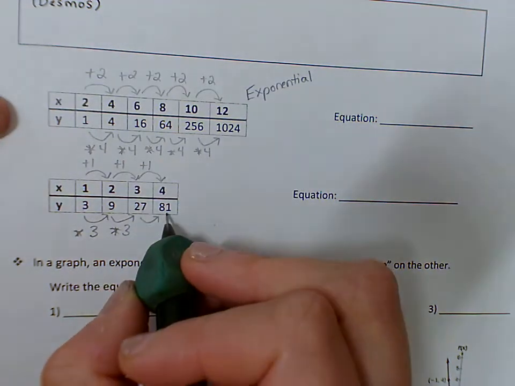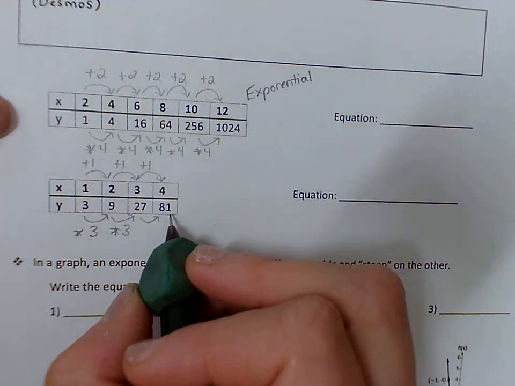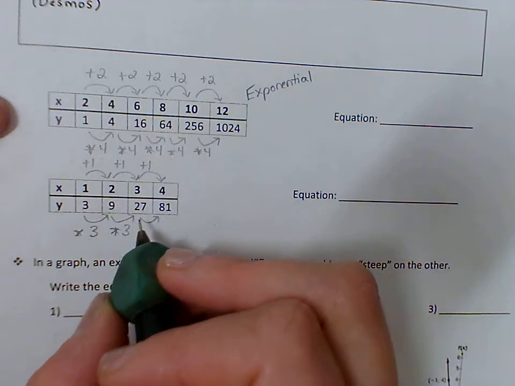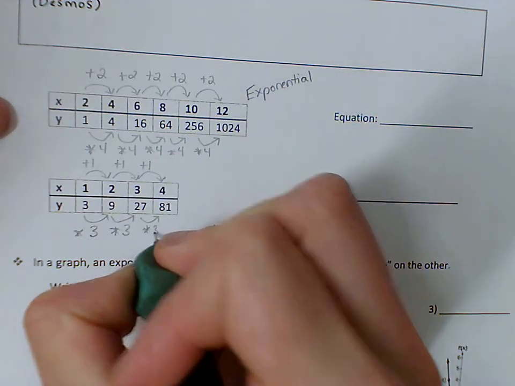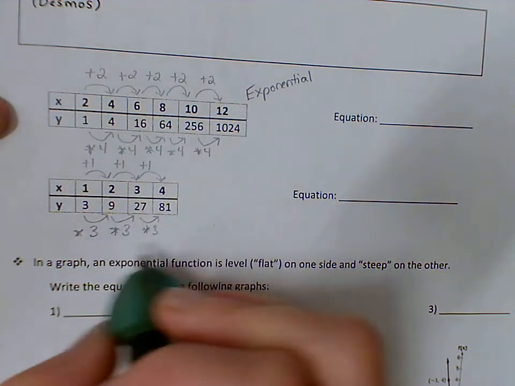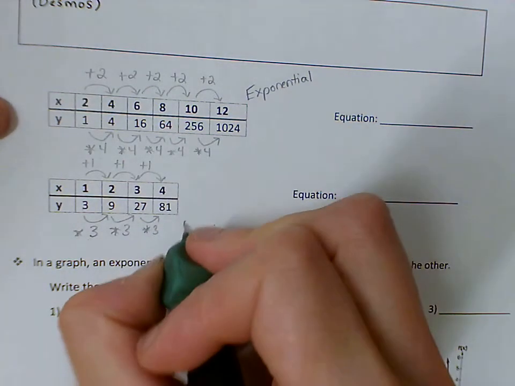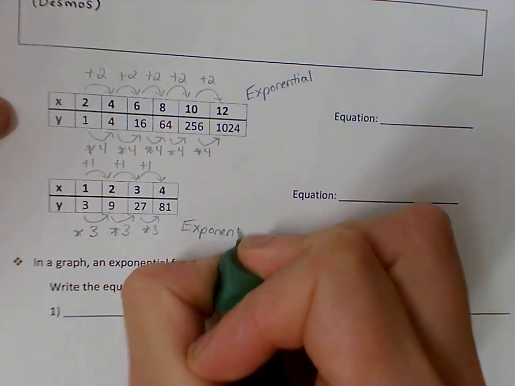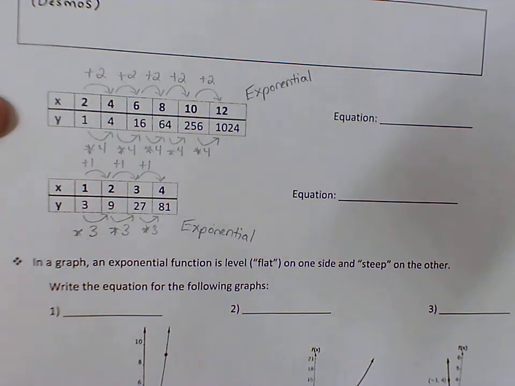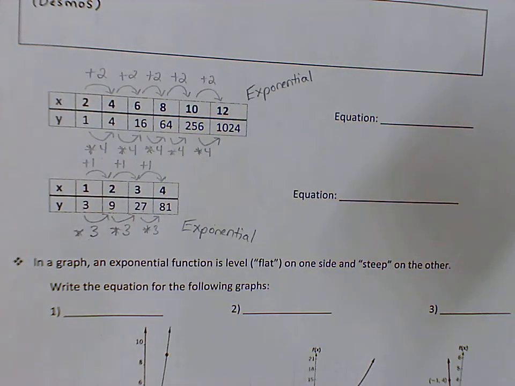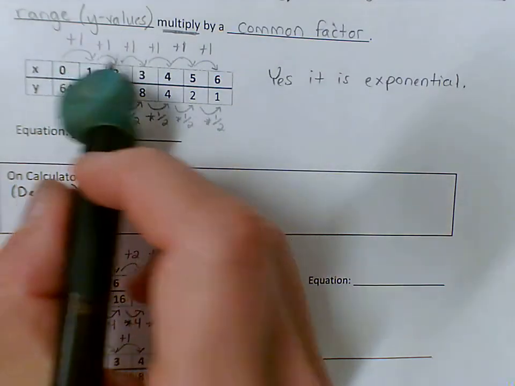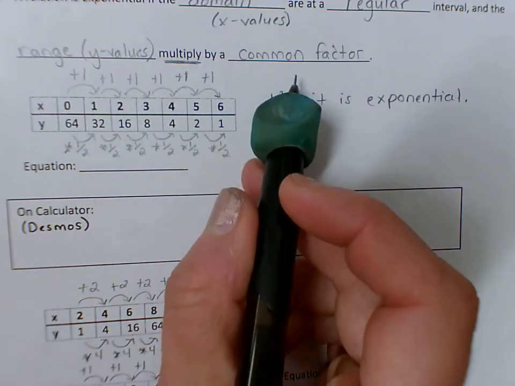But then if I take 27 times 3 again, do I get 81? If yes, then it's exponential. If not, then it's not exponential. And notice if I take 27 times 3, I do get 81. And so, because they had that common factor and my x values had that equal interval, this one would also be exponential. Okay? So that is how to tell, just by looking at the table, if it's exponential. Your x value should have that equal interval, and then your y value should have the common factor.